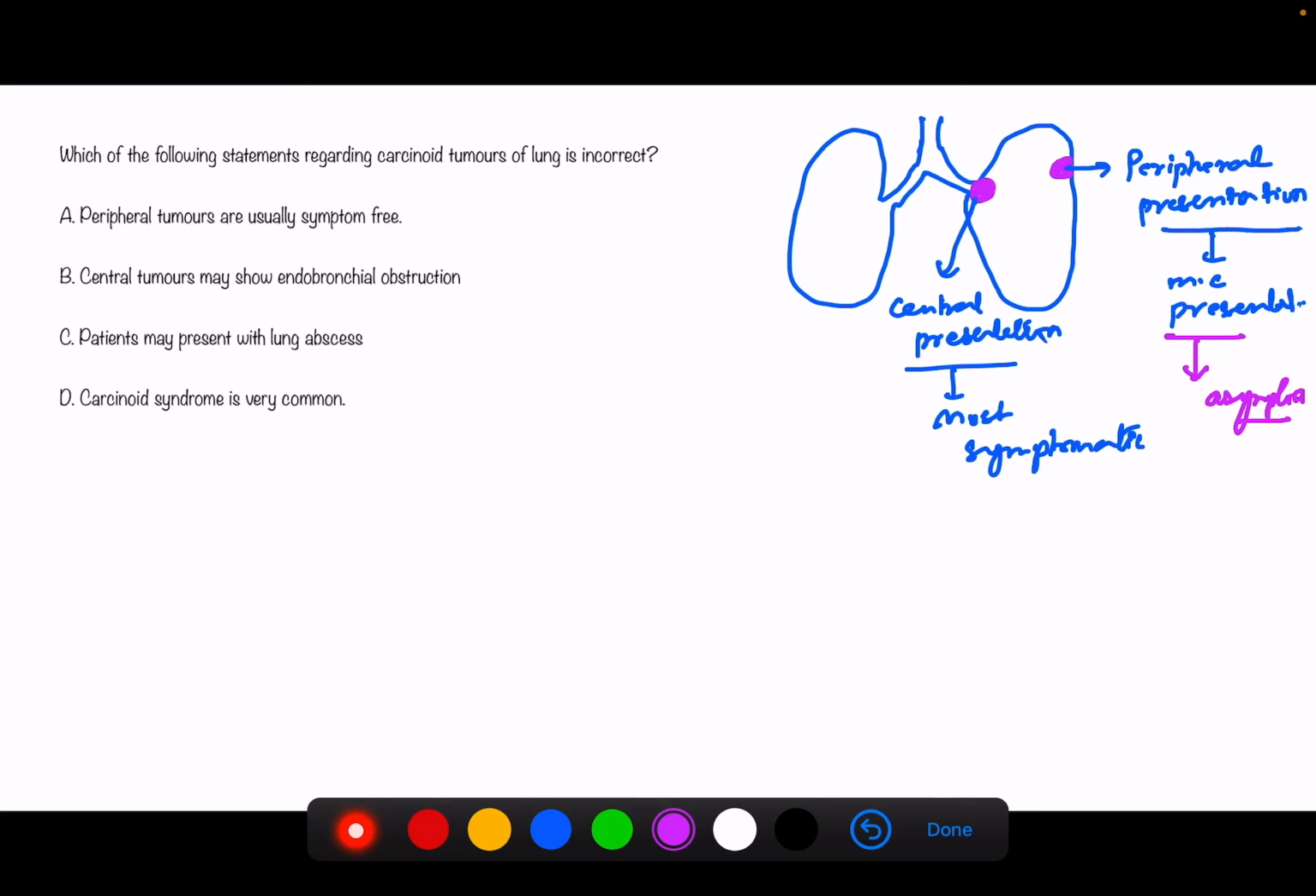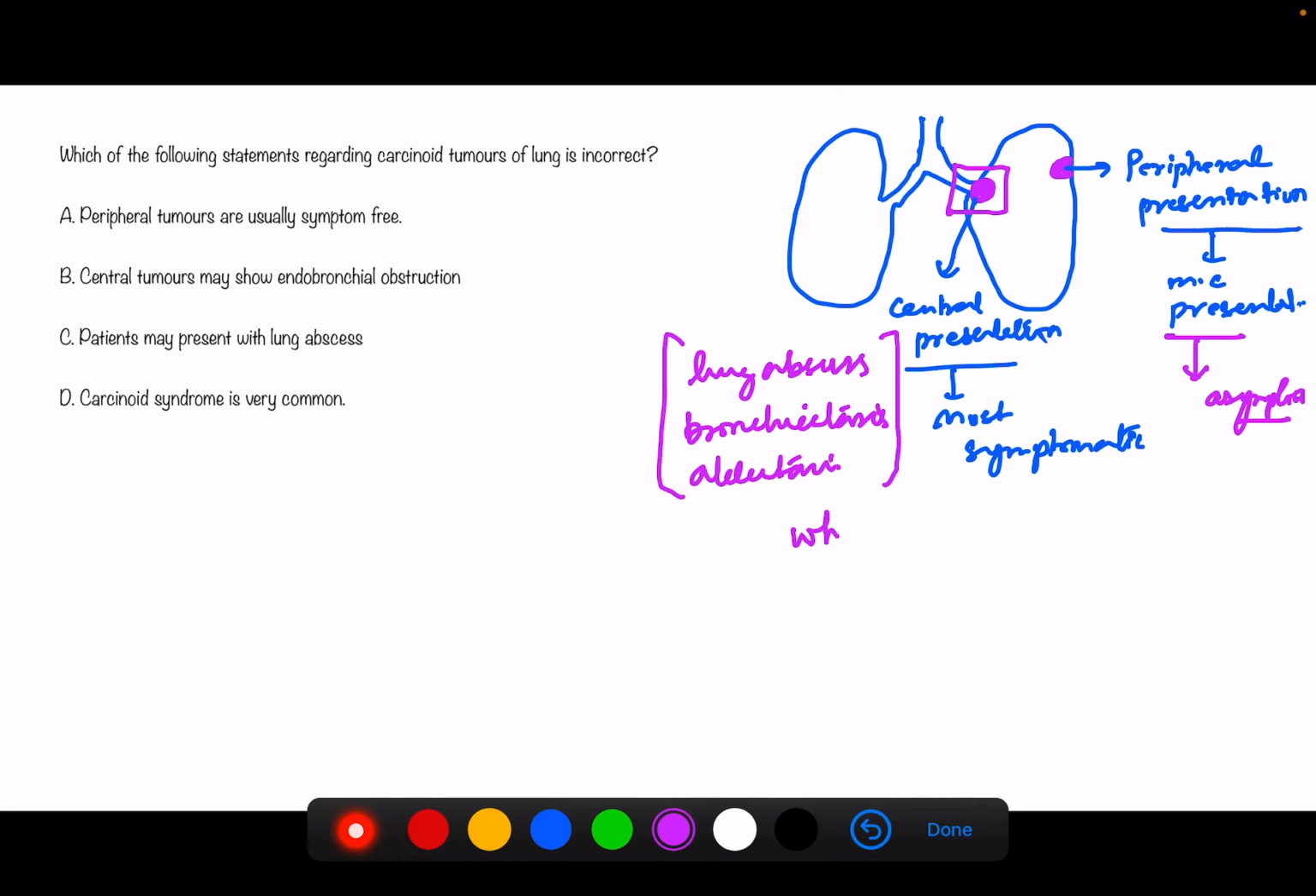But those which are in the center obviously cause some kind of airway problem. They can block the airways, cause lung abscess. They can also cause bronchiectasis and atelectasis. All these problems can be caused by those present in the center, along with presentation of wheezing. So the carcinoid tumors which are present near the center, that is towards the airways, are mostly symptomatic.